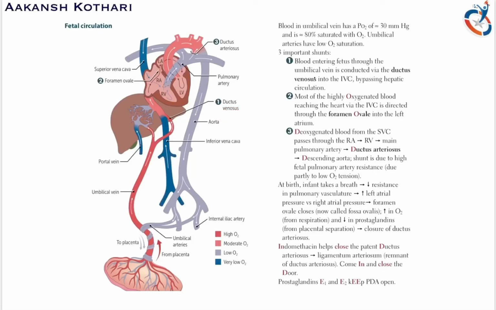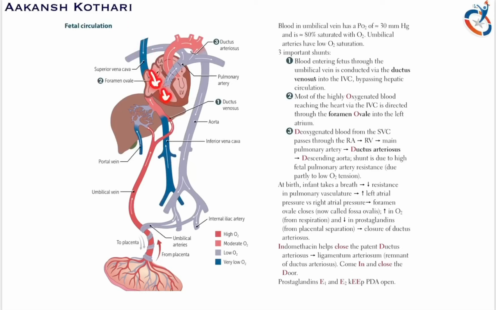The second shunt is most of the highly oxygenated blood that goes from the inferior vena cava into the right atrium, goes directly to the left atrium by foramen ovale. Okay. The third important shunt is the deoxygenated blood coming from the superior vena cava comes into the right atrium.